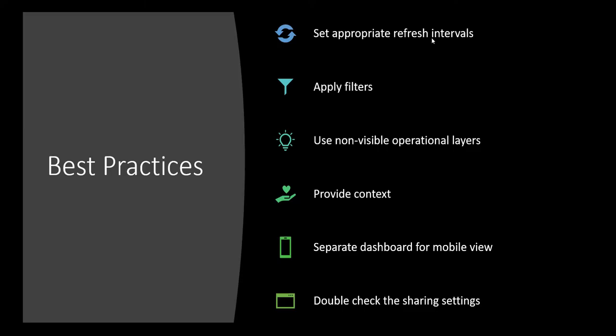That's number one. Number two is apply filters. If you remember, we applied a filter to filter the information for the United States only. That's something you'd want to do to make your map faster, but also it's a lot less to handle if you have a subset of data that you can work on. You can absolutely use non-visible operational layers. If you remember, we had a layer called depth, but that was a non-visible layer, and yet we could use that information in the dashboard. So use non-visible operational layers as well.